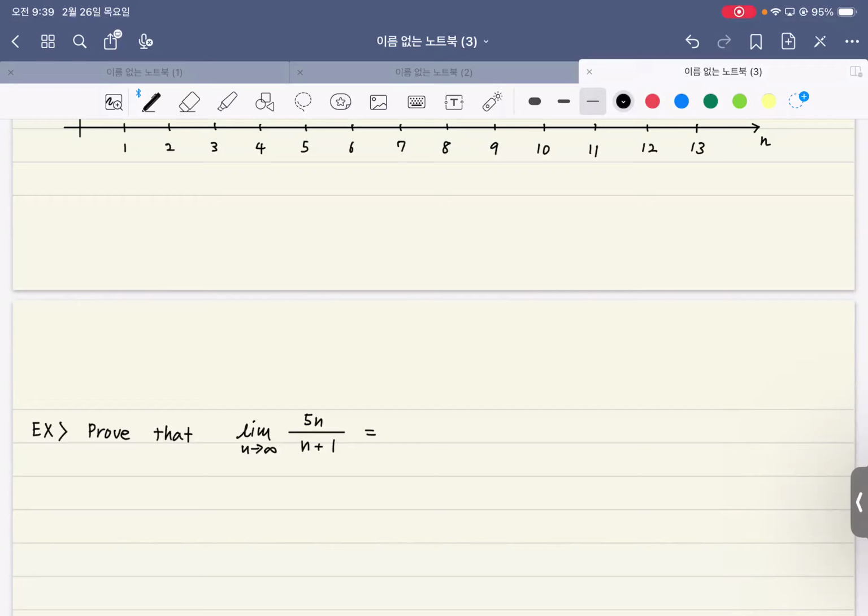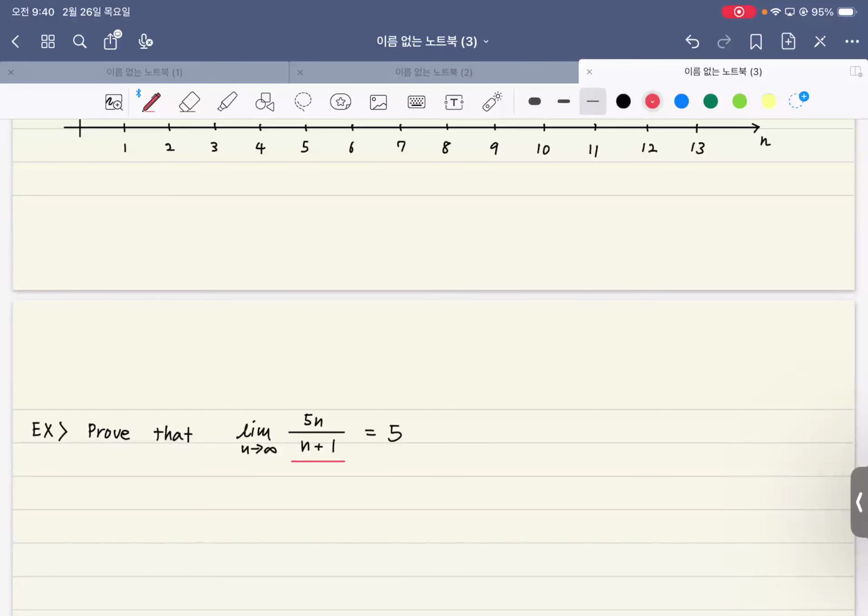My intuition says that this sequence must be converging to the number 5. But that is merely my intuition. So as a mathematician, I must be able to give the formal proof of why this sequence is converging to 5, using the epsilon and N argument.